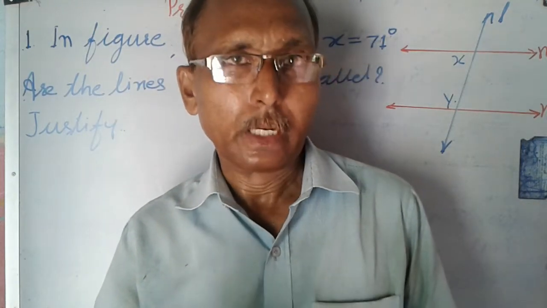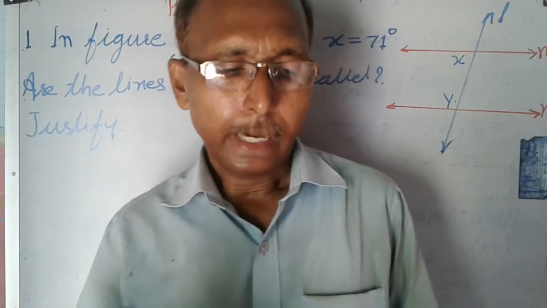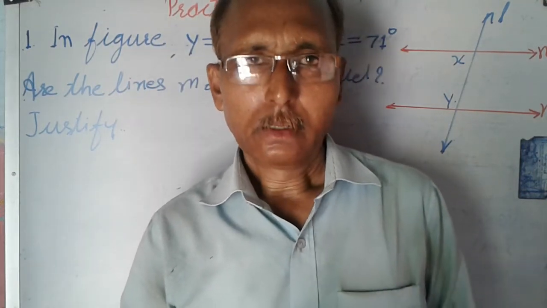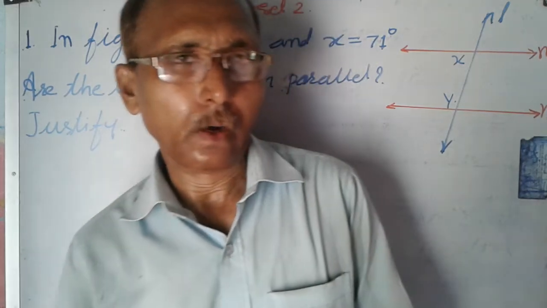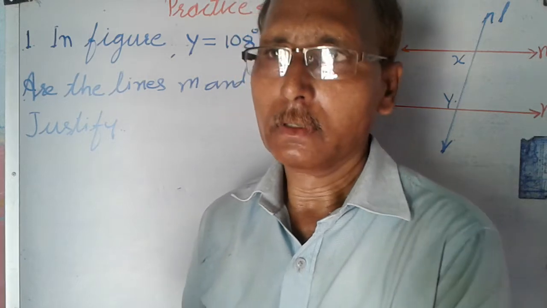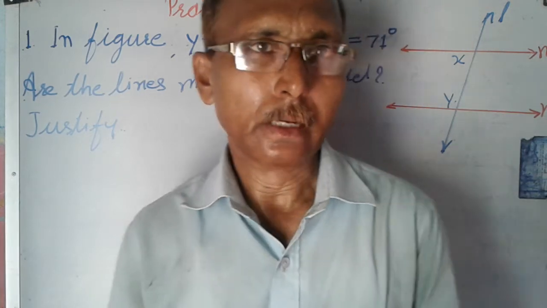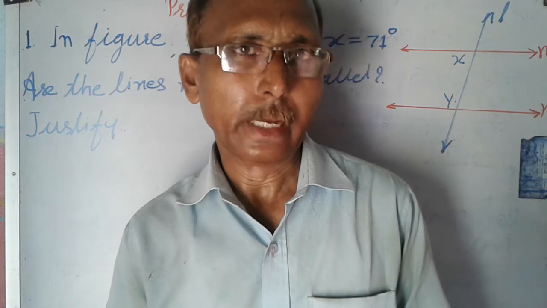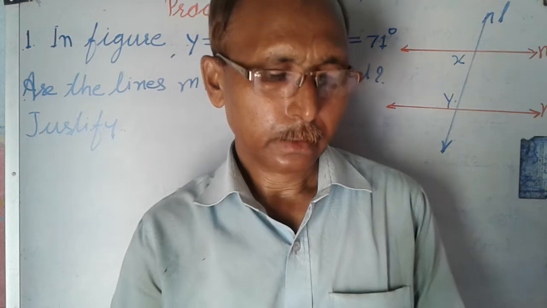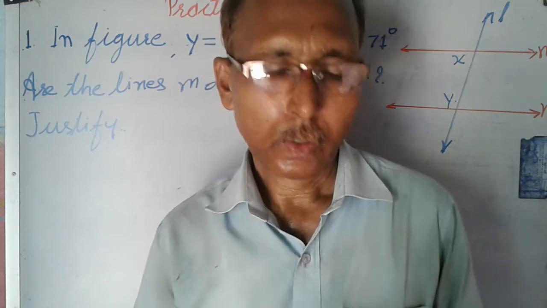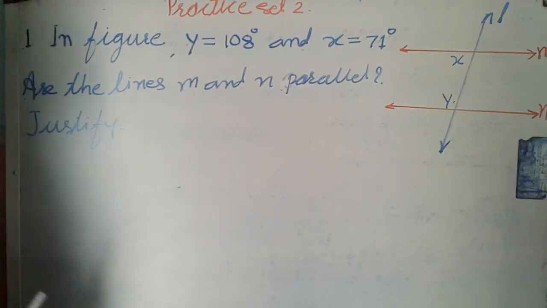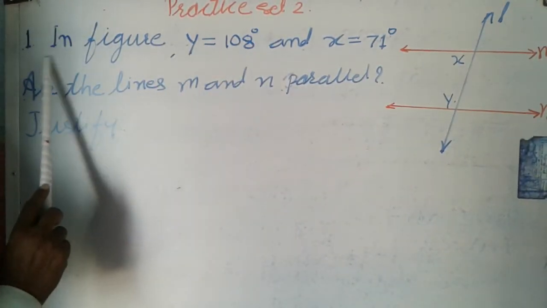In our last geometry period, we have studied tests for parallel lines. These tests are the test for interior angles, the test for alternate angles, and the test for corresponding angles. Now using these tests, we will solve Practice Set 2.2, question number 1.